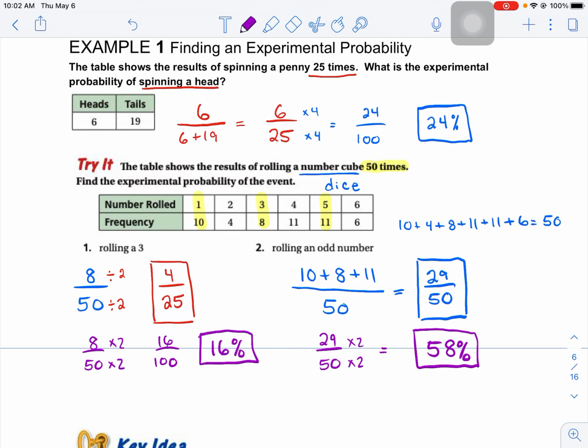Okay, so again, my experimental probability is that rolling an odd number would happen 58% of the time. Theoretically, it should happen 50% of the time, right? Half the time it should be odd, half the time it should be even. Okay, so that's the difference between experimental and theoretical probability.